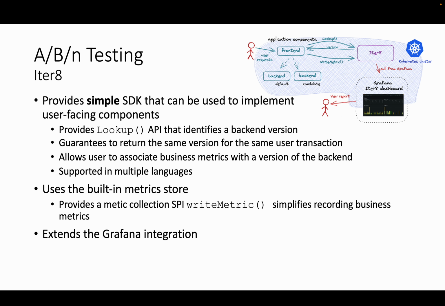In addition to the routing API, there's a metrics collection API, write metric, that enables the front-end component to write business metrics associated with the appropriate version of the back-end. This Iter8 SDK is supported in multiple languages. Its implementation is based on gRPC. Further, the Iter8 SDK builds on the capabilities provided by performance testing, the built-in metrics database, and it extends the Grafana integration.